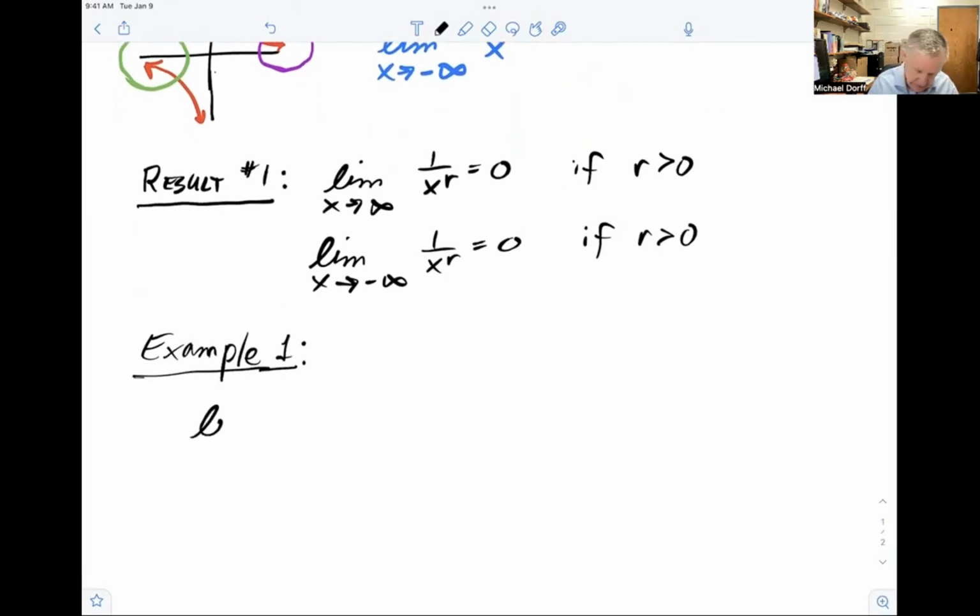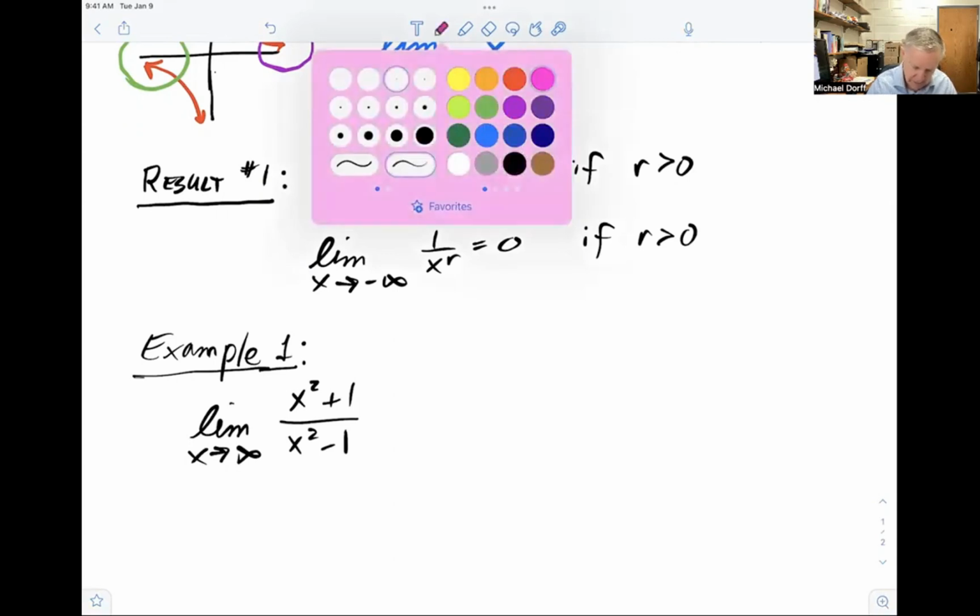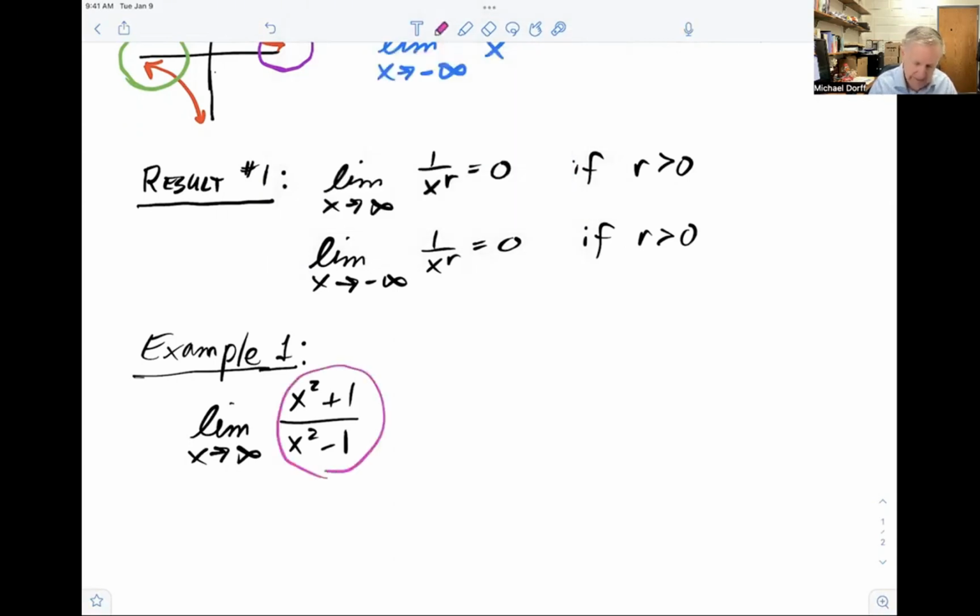Let's look at the limit as x goes to infinity of x squared plus 1 over x squared minus 1. Now, you could say, well, that function I have there that I just wrote down, this one that I'm going to circle in pink, that doesn't look like what I have in result 1. And you're right. This isn't exactly what we have in result number 1, but we're going to manipulate this so that we can get it to look like something in result number 1.